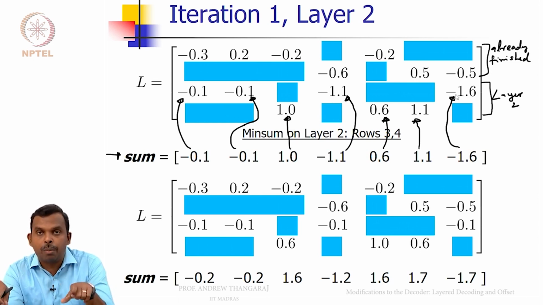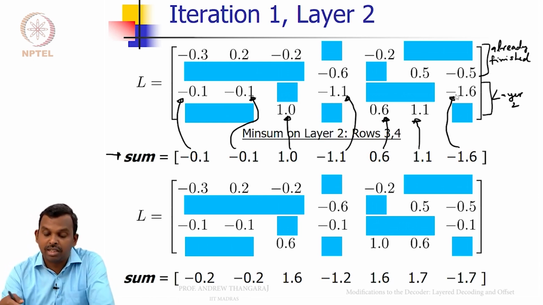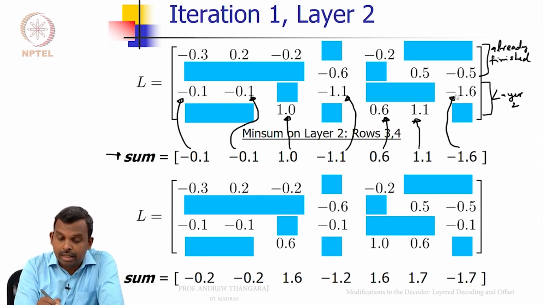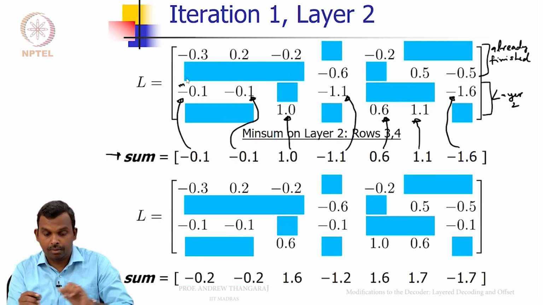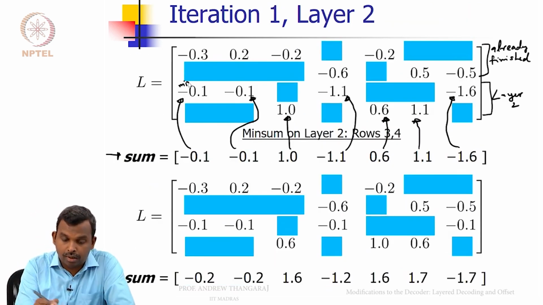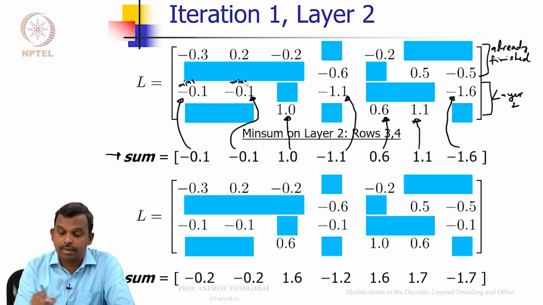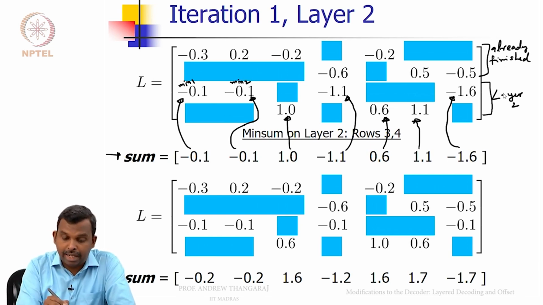Once you occupy the rows, you do row processing, which is min sum on layer 2, rows 3 and 4. If you notice here, min 1 and min 2: something happened here. Min 1 is this, and min 2 is also this. And then the overall parity. The overall parity is minus plus 1.